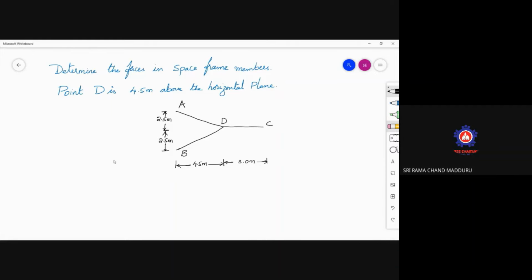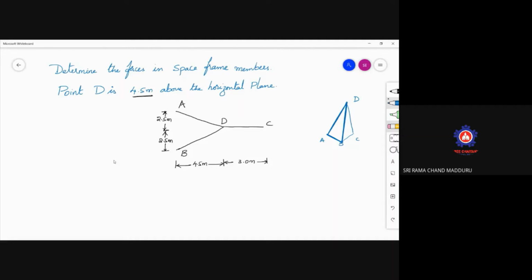It is given that A, B, C are at the same level. Point D is 4.5 meters above the horizontal plane. Just assume a tripod, like your surveying equipment, you have seen a tripod. It looks like this. This is point A, B, and C. They are at the ground level or at the same level. Now the point D is at a height of 4.5 meters above the ground level.